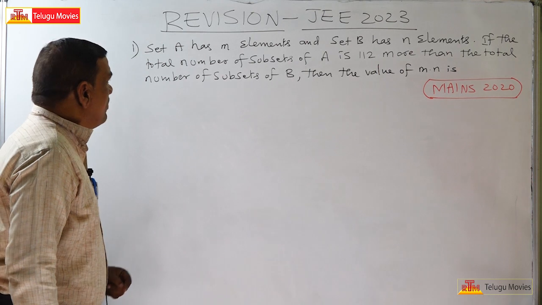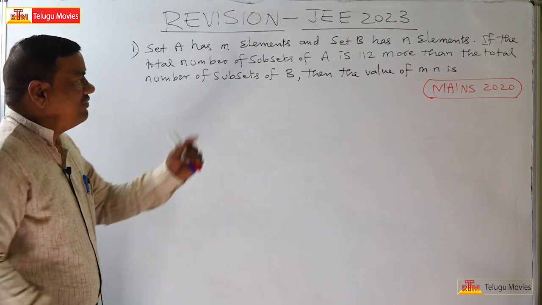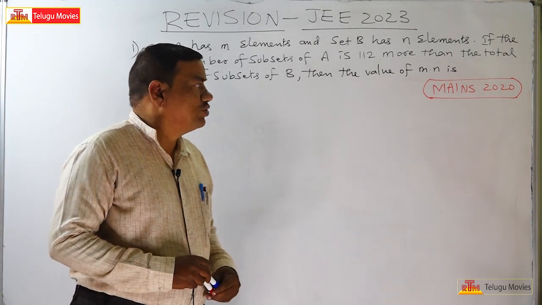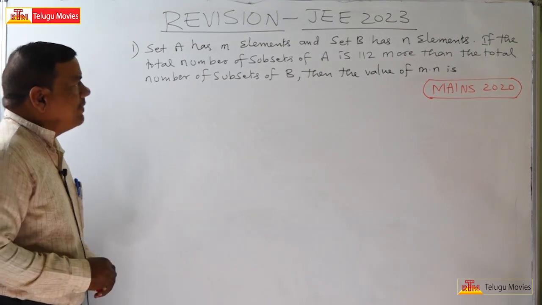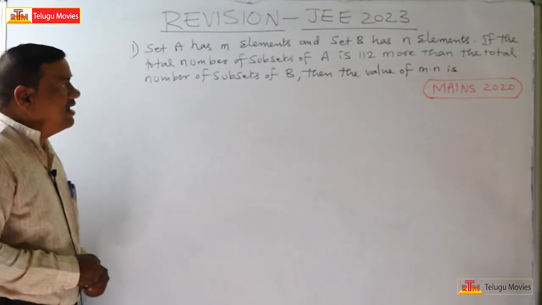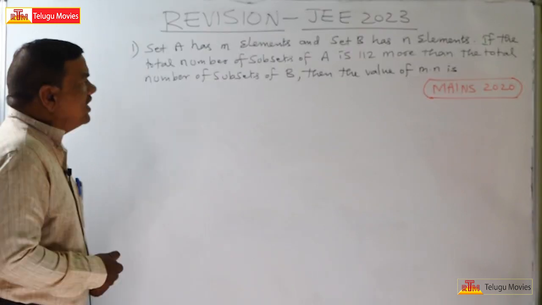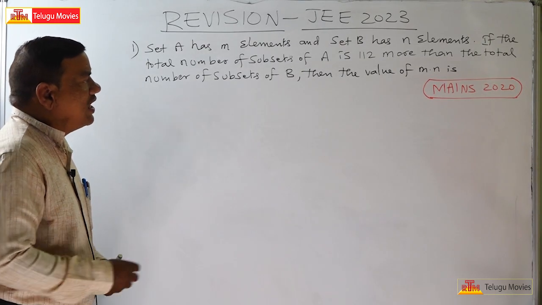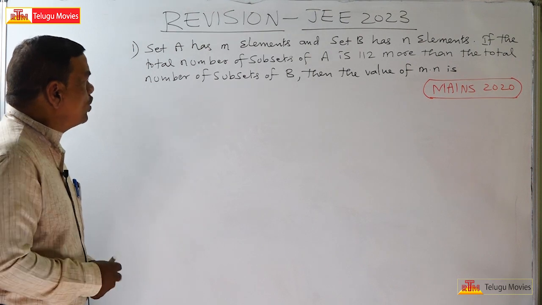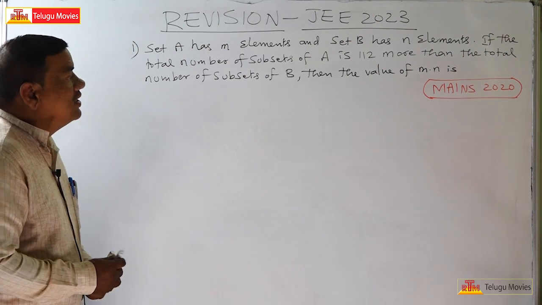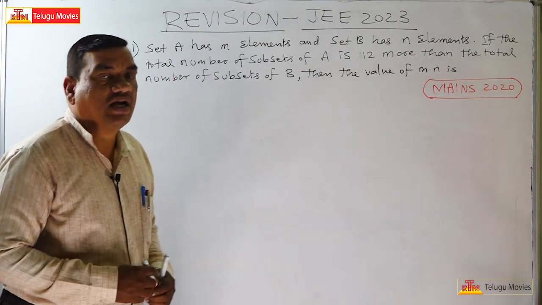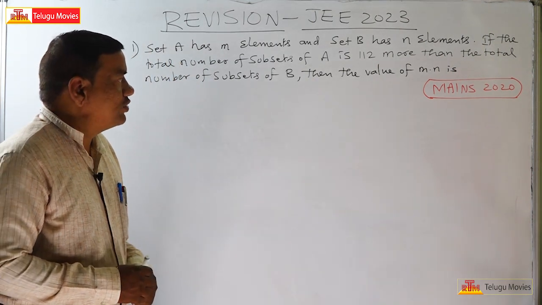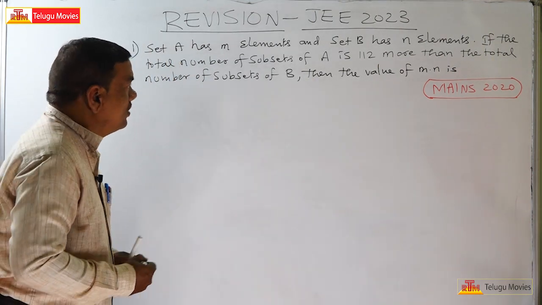In the first problem, it was given in JEE 2020. Let us see this problem. A set A has m elements and set B has n elements. If the total number of subsets of A is 112 more than the total number of subsets of B, then the value of m into n is. So this is a numerical type answer question.